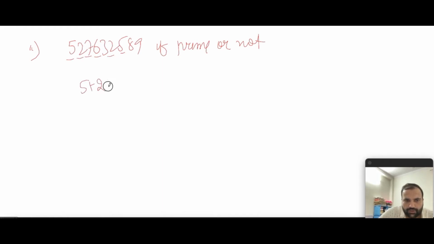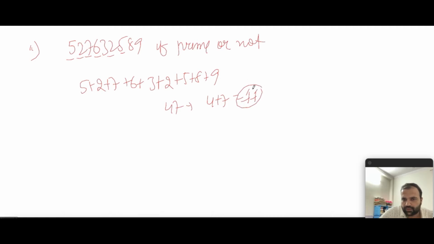So 5 plus 2 plus 7 plus 6 plus 3 plus 2 plus 5 plus 8 plus 9. If we add up, 5 and 2 is 7, 14, 20, 23, 25, 30, 38, and 9 is 47. 47 is 4 plus 7 equal to 11. And when we add 11, it's 1 plus 1 equal to 2. So the digital sum, this is called digital sum because we're adding up all the digits.